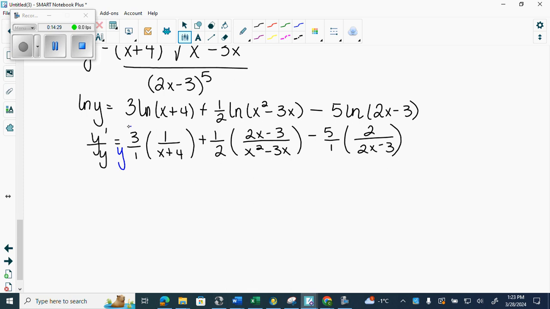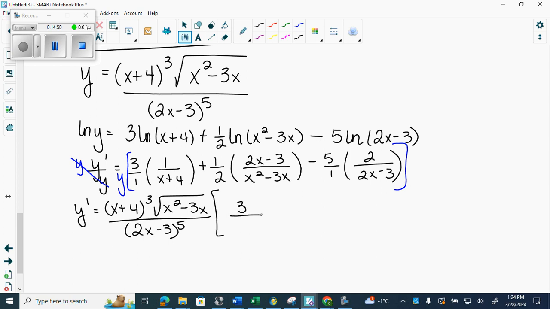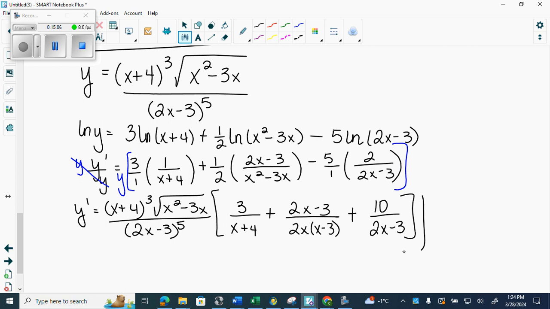We're going to move the y up. Then we get y prime equals that: x plus 4 cubed, square root x squared minus 3x, over 2x minus 3 to the 5, times 3 over x plus 4, plus 2x minus 3 over 2x, x minus 3, plus 10 over 2x minus 3.